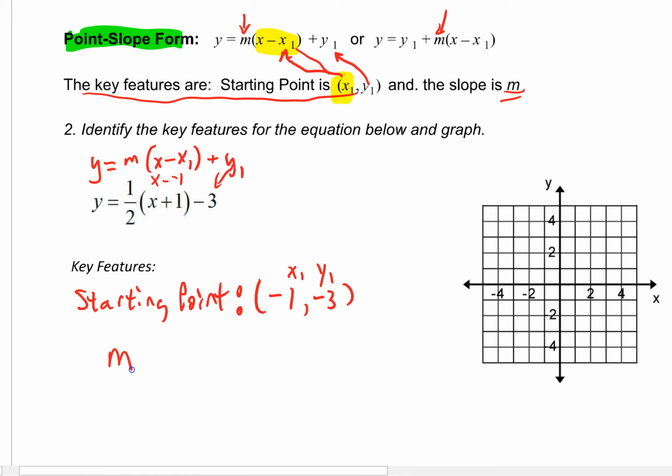Your slope is 1/2. And your slope is positive here, so we're going to go up 1 and we're going to go 2 to the right.